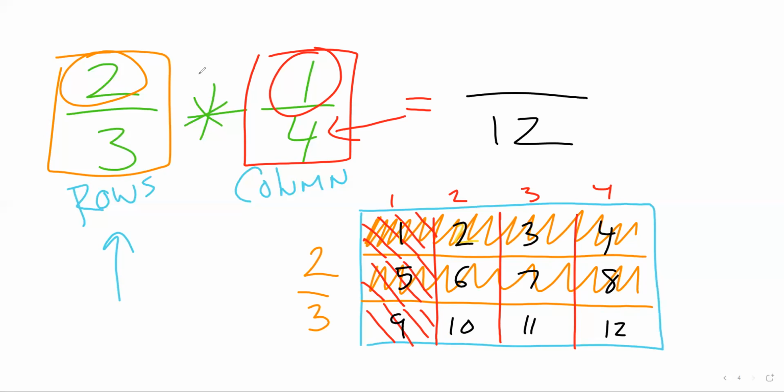And then I'm going to look at how many are shaded by both my 2/3 and my 1/4. That part is a little confusing. And this is where it is. It's right here. See, I have 1 and 2. You see, that's where the orange and the red mix. So actually what I get out of this is 2/12.